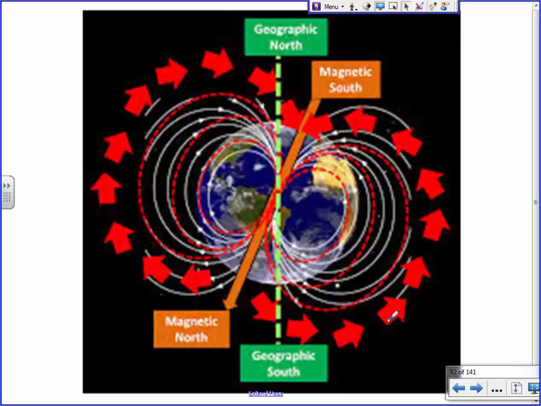This one's probably the best one of all because it's actually drawing everything correctly in terms of field lines, right? The field lines are going out and around like this, which means that they are pointing towards the south, but it's geographically north, it's magnetically south.